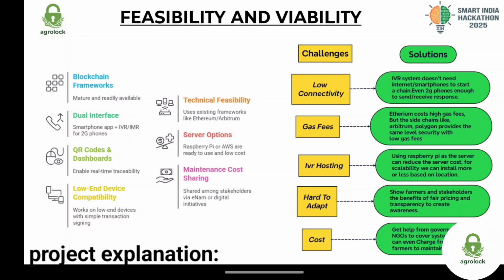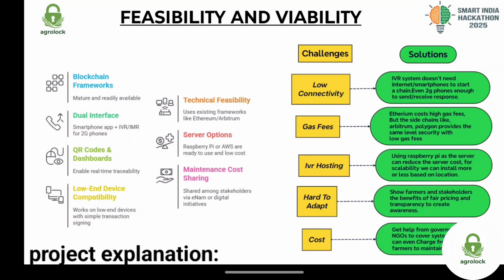Gas fees: Ethereum costs high gas fees, but side chains like Arbitrum and Polygon provide the same level of security with low gas fees. IVR hosting: using Raspberry Pi as the server can reduce the server cost. For scalability, we can install more or less based on the location.